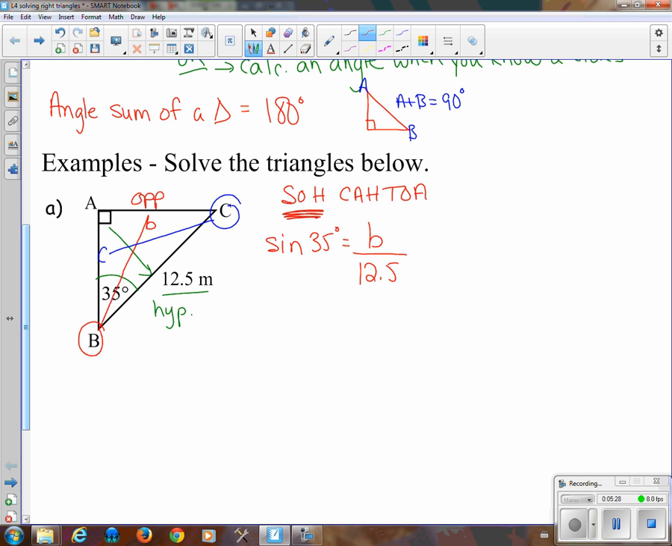And then I use what I know about trig to solve. Instead of dividing by 12.5, I bring it over here and I multiply 12.5 times the sine of 35. It's going to be the length of B. Let me get out my calculator, make sure it's in degree mode, and I use my calculator. 12.5 times the sine of 35. And I get approximately, well, I didn't say in my question, but we can round to 1 decimal, approximately 7.2 meters.